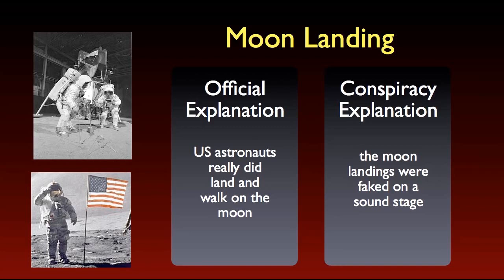Now, the argument that conspiracy theorists make is that there are lots of anomalies in the photographs and videos that are hard to explain if they were actually taken on the moon, where there's no atmosphere and only one dominant light source, but could easily be explained if they'd been shot on a soundstage. So once again, we've got an official version of the story, and we've got an alternative version of the story that invokes a conspiracy.